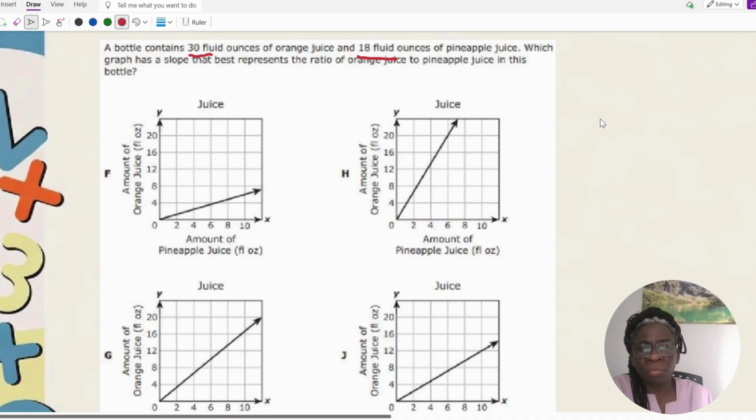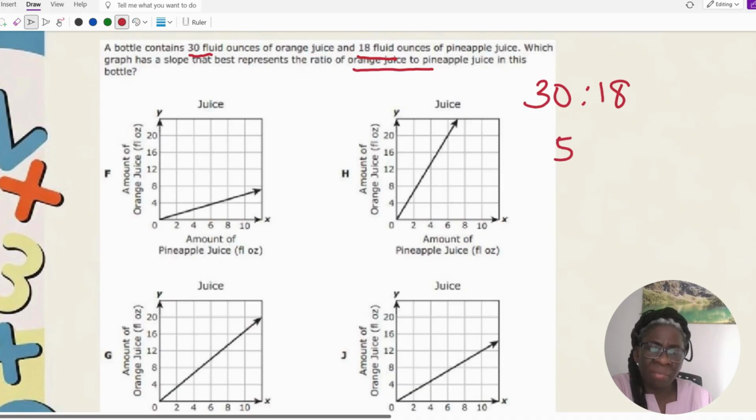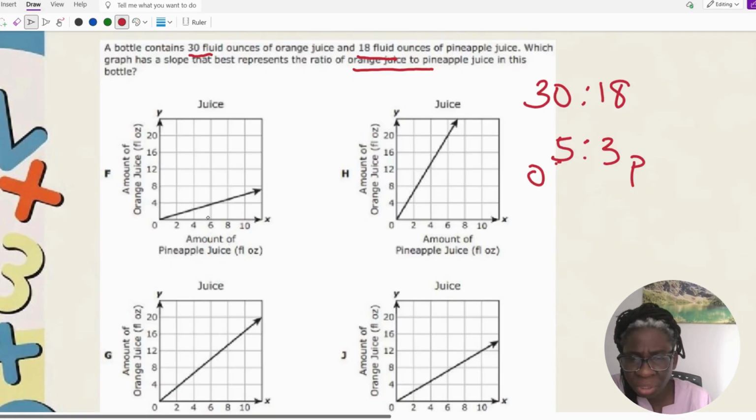The ratio of orange to pineapple will be 30:18, and when we simplify, the 6 can go, that will be 5:3. So that means when orange is 5, pineapple should be 3. So let's look for 5 on orange. 5 is somewhere here. So when orange is 5, let's trace it up. Pineapple should be 3. Okay, we can assume that this is correct, but let's hold on first.